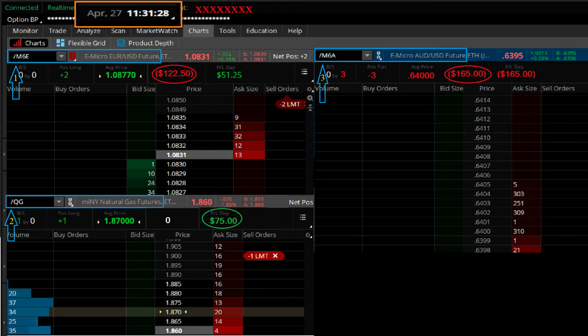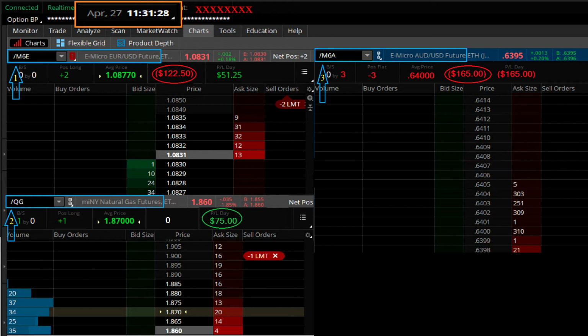Monday morning, 11:31. I have 1 contract on E-mini natural gas. What do you know? It says $75 in green. Green circle, $75, lower left-hand corner. So you'll notice that there's a white zero, just to the left of the $75. What does that mean? That means I closed the position, I took the $75 profit. Okay? So I made $75 on E-mini natural gas.